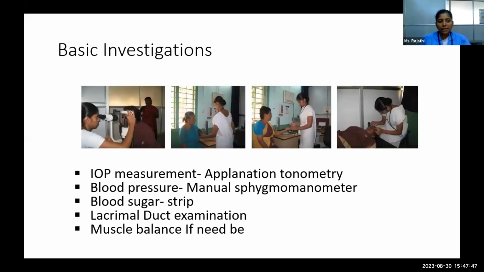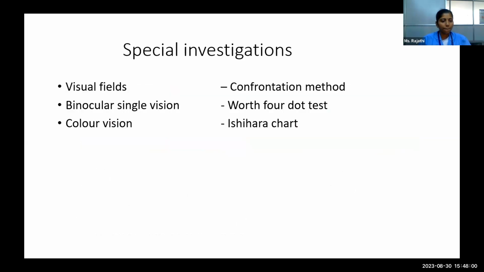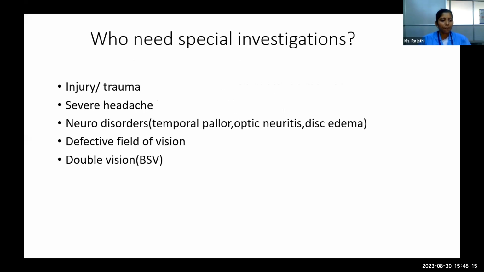The basic investigations are intraocular pressure measurement, blood pressure measurement, blood sugar, lacrimal duct examination, and muscle balance. Lacrimal duct and muscle balance are for needed patients only. Special investigations are also done in vision centers. Those are visual fields by the confrontation method, binocular single vision by the Worth four dot test, and color vision by the Ishihara chart in the digital vision chart. Who needs these special investigations?